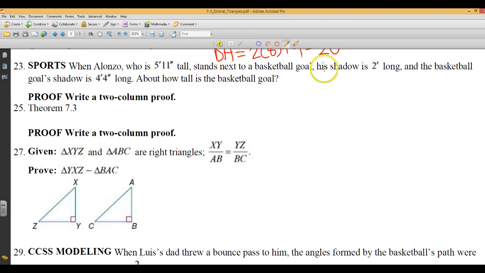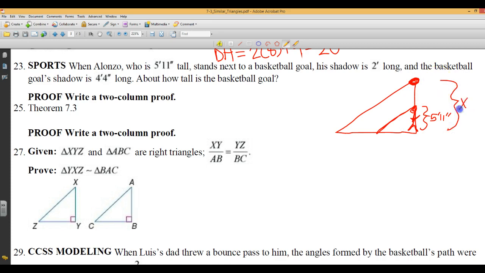On number 23, we'll need a diagram. Okay, so when Alonzo, who is 5'11", stands next to a basketball goal, which we don't know the height of, his shadow is 2 feet long. So it's casting a shadow here, which is 2 feet. And the basketball goal shadow is 4 feet 4 inches long. So it's casting a shadow this length.